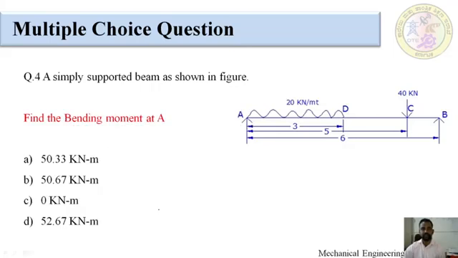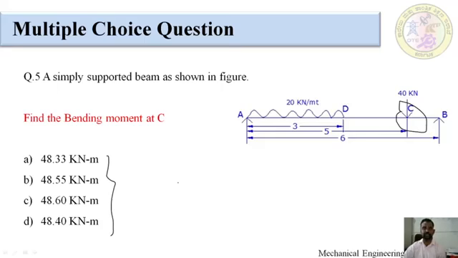Next, question number 4 of the same problem only, required to calculate bending moment at A, how much happened, whether it is 50.33, whether it is 50.67, whether it is 0 or 52.67. By calculation also we can solve this problem. Okay, next, this is the last problem of the MCQ. This is the diagram of the same problem. Find the bending moment at C point. How much bending moment at this point we are supposed to calculate. Among 4 answers there would be one correct answer.